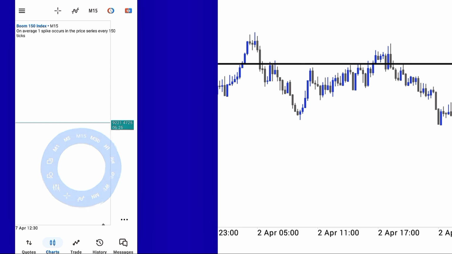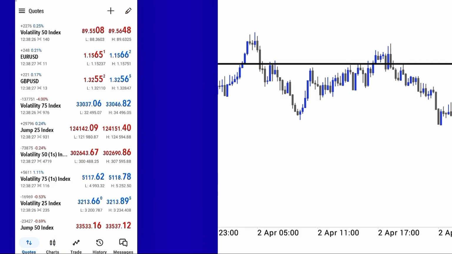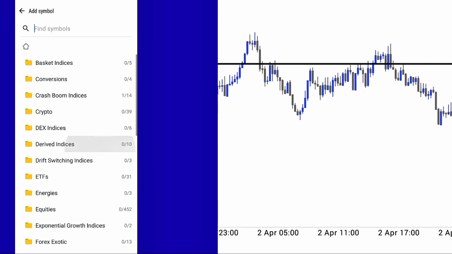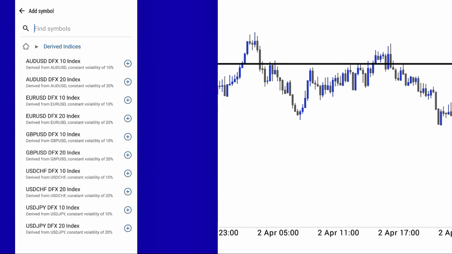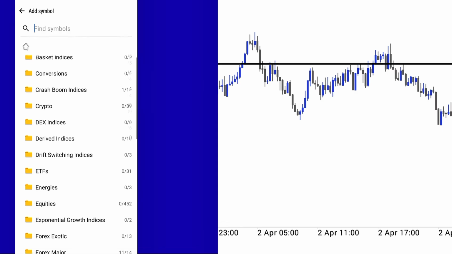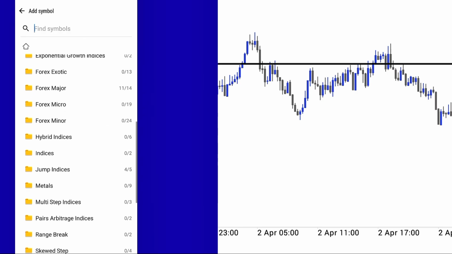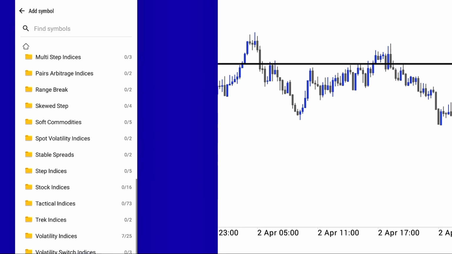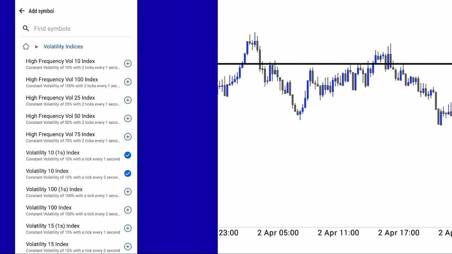Allow it to load because this is the first time you are placing it on your chart. So it will load for a bit, and it will now open, and you'll be able to see the chart and analyze. If you want to add more assets, you can also add more assets. Like, let's say you want to add volatility indices.